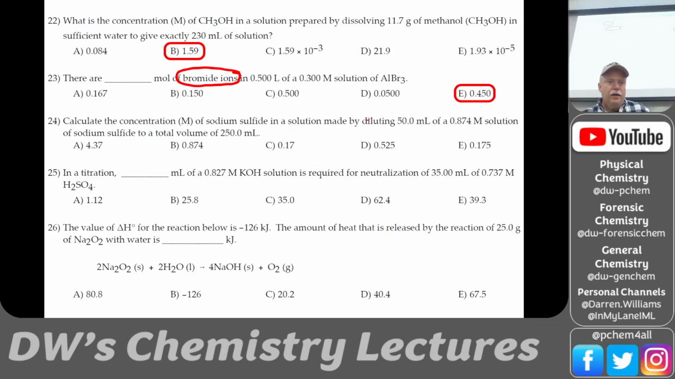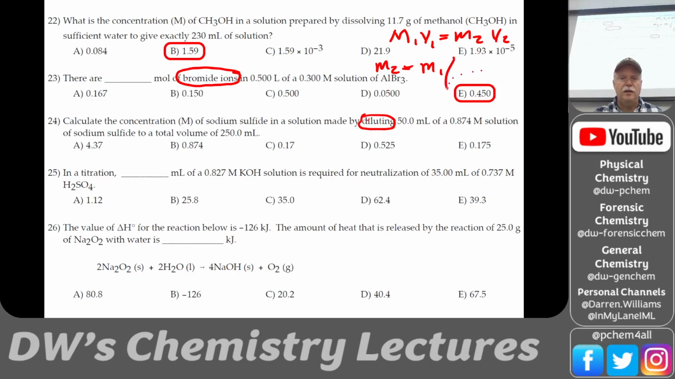Okay, so here we have a dilution question. So we see this word diluting. This is the governing equation for dilutions, M1 V1 equals M2 V2. So that's the molarity times the volume of that molarity equals a new molarity and a new volume multiplied by each other. And in this case, we want to know the concentration, or M2. And so that's equal to M1 times this ratio of V1 over V2.